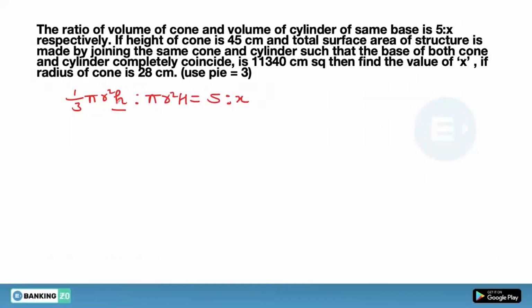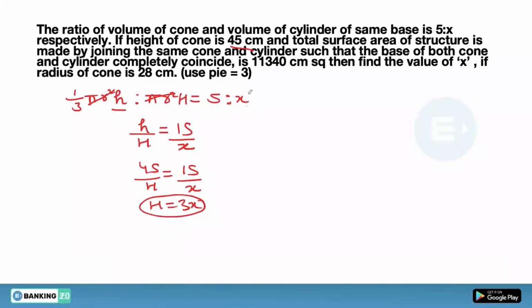Fine. So, let's try to solve it out. Pi r square and pi r square are going to cancel out. That means small h upon capital H is equal to 15 by x. And one more thing we are given is the height of the cone is 45 centimeter, so small h is 45. That means I can calculate the height of the cylinder here. So what would be the value of capital H? The capital H is coming 3x. So this is the first thing that I have got.